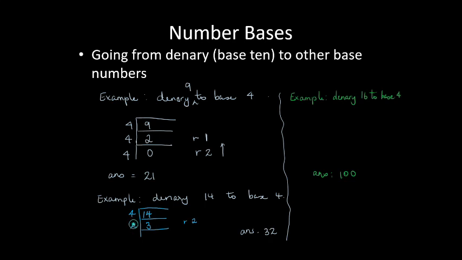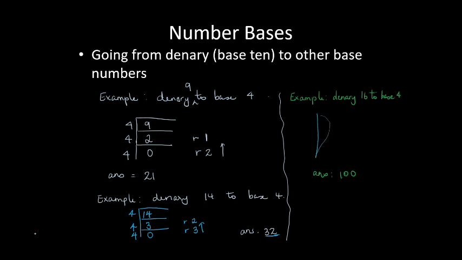You put the 4 here. 4 goes into 3 0 times. It can't, so we put the 0 here, and we have a remainder of 3. If we read going up, we see that the answer is 32. So 14 in base 4 is 32. So we got the answer here. Let's try 16. I'll leave you to try 16 now.